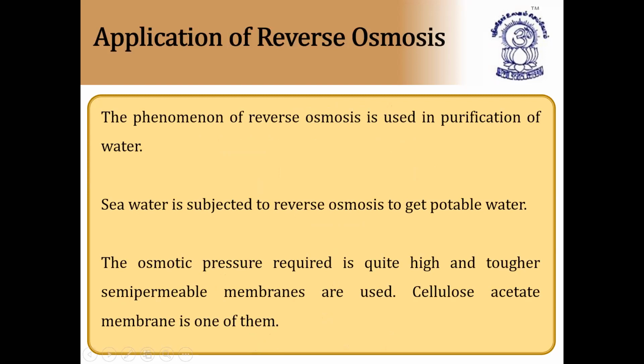As I told you, what are the applications of reverse osmosis? The phenomenon of reverse osmosis is used in the purification of water. Seawater is subjected to reverse osmosis to get potable water. Potable water means water which is fit for drinking. The osmotic pressure required is quite high and tougher semi-permeable membranes are used. Cellulose acetate membrane is one of them. So what is the SPM made up of? It is made up of cellulose acetate.